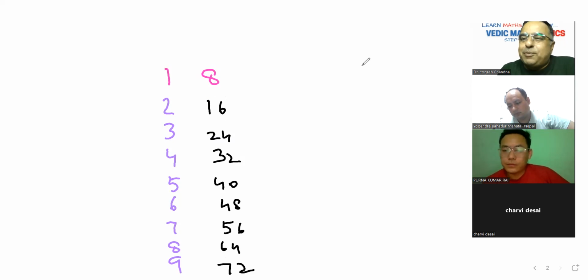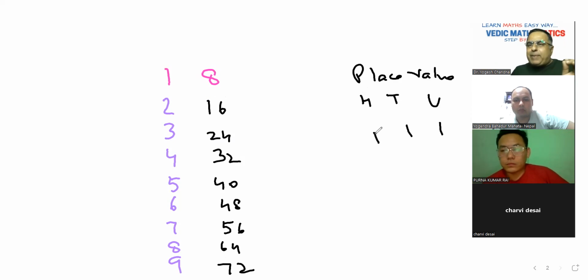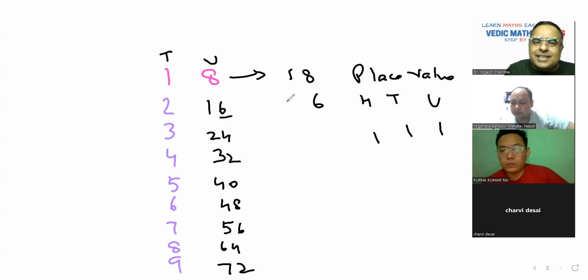Now there is one concept which is called place value. What does that mean? At the unit place, you should have 1 digit. At the tens place, 1 digit. At the hundreds place, 1 digit. That means at every place value, it should have 1 digit. Just follow that principle. See here, 1 at the unit place, 1 at the tens place, 18 as it is. Here 6 as it is. Now 1 is extra. You cannot have 2 digits at the unit place. So what will that do? Move.